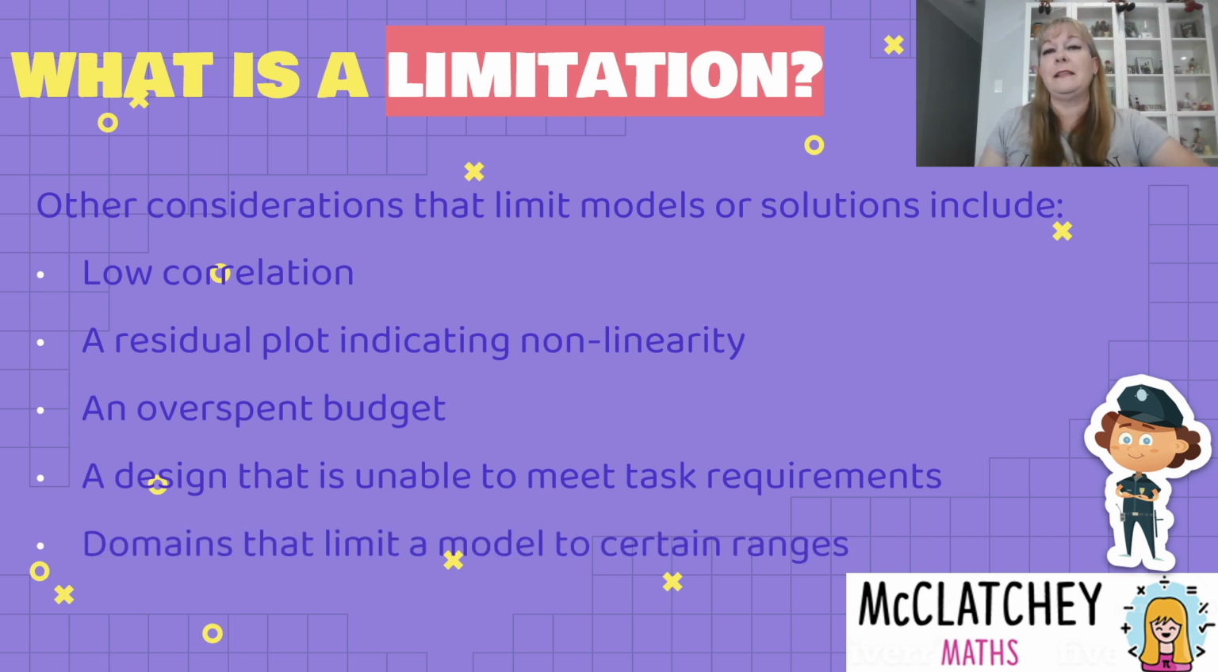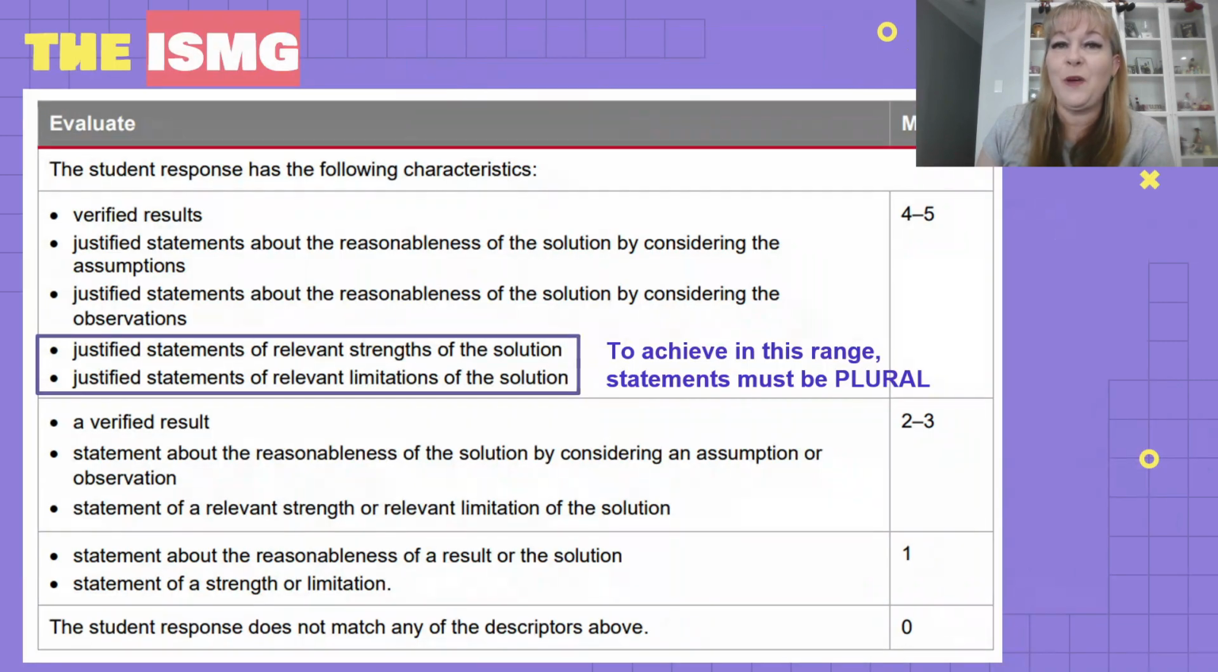If you've got domains that you've created for a methods assignment and those domains have limited your model to certain ranges and you actually want to use predictions outside those ranges, once again, that's a form of extrapolation. That is going to limit your results as well.